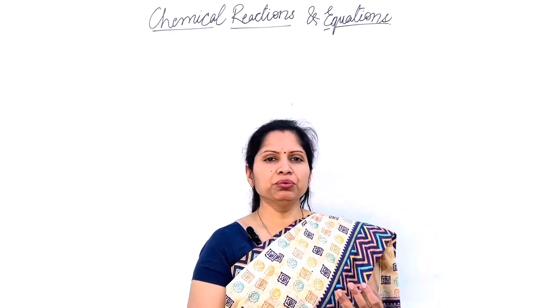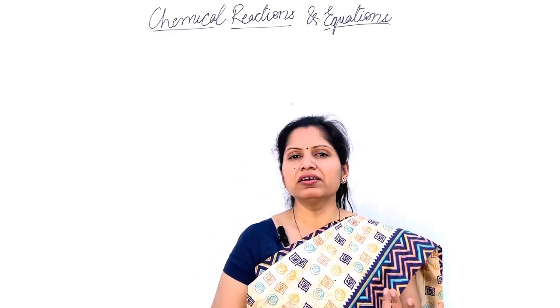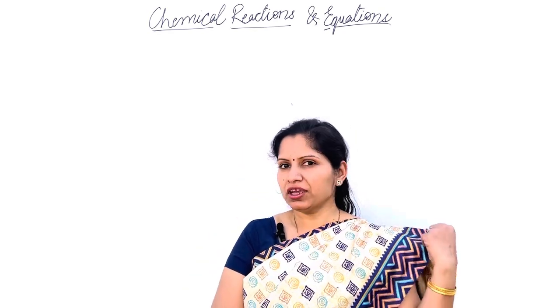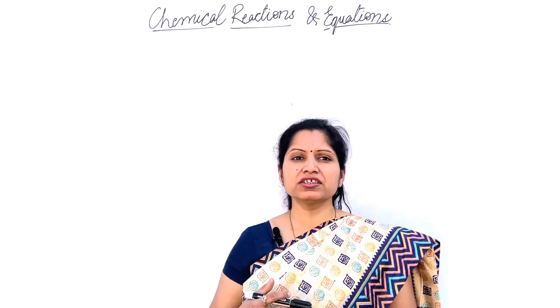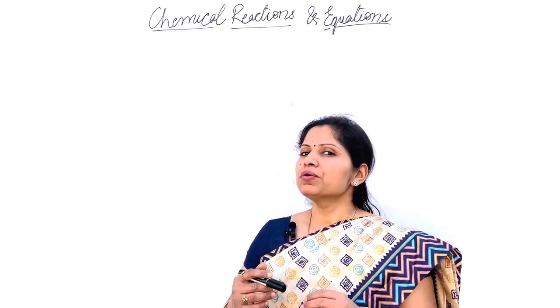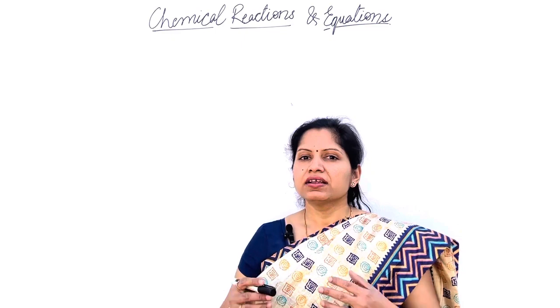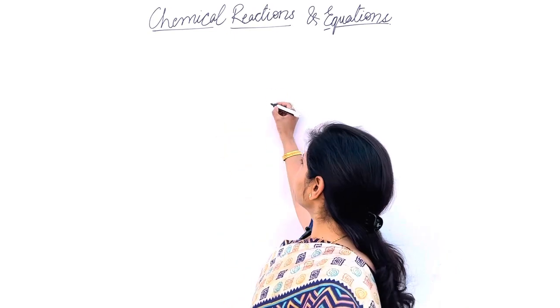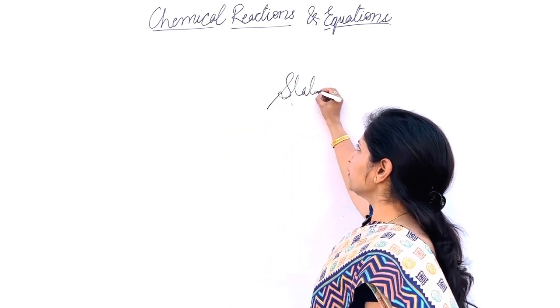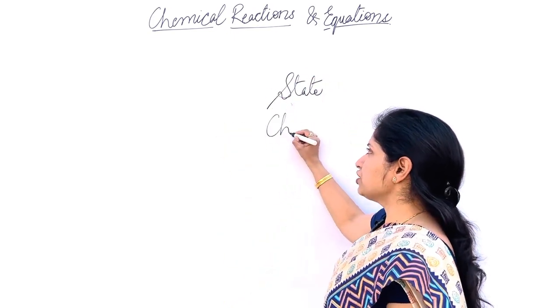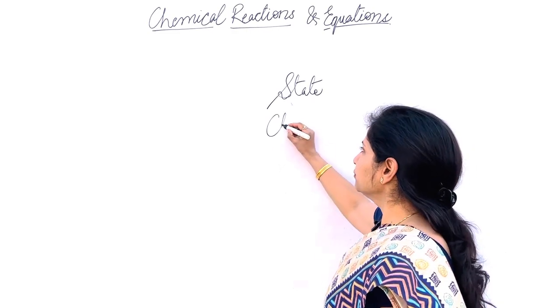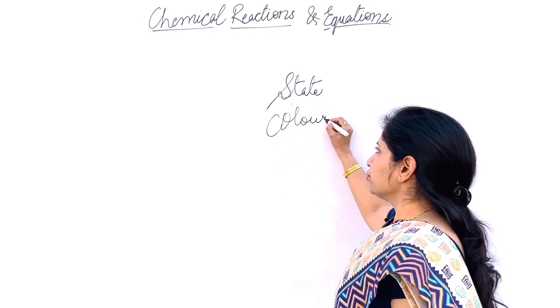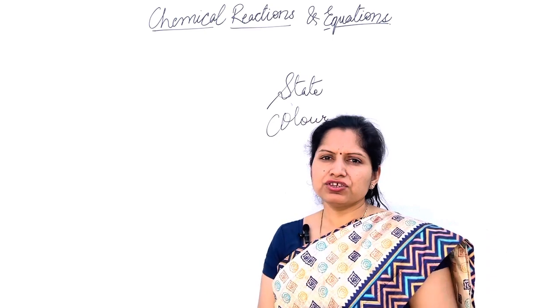In this chapter, we will see about the chemical reactions and how we can make out that a chemical reaction has taken place by some changes. Whenever a chemical reaction takes place, there could be a change in the state of matter. There could also be a change in the color. So maybe the solution can change its color.